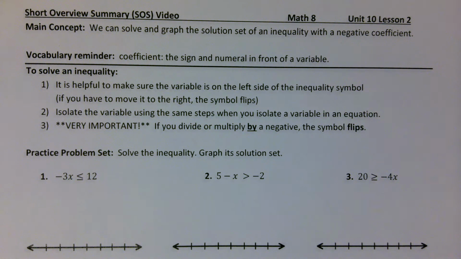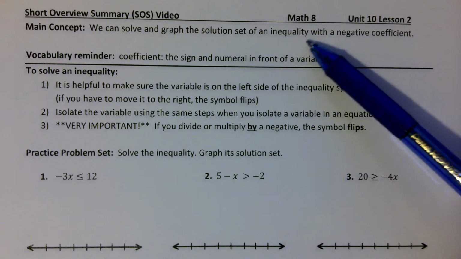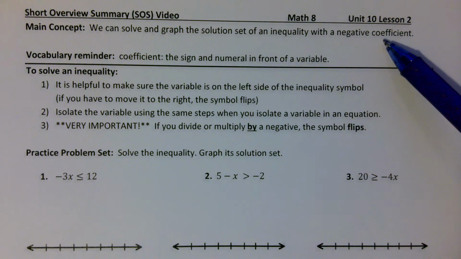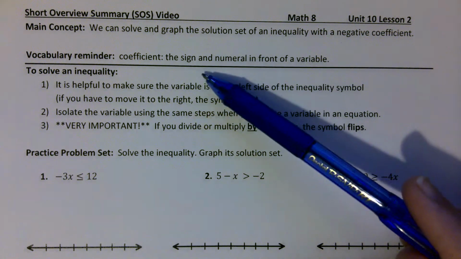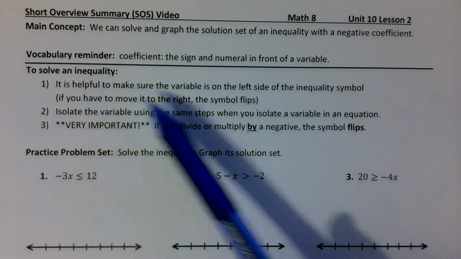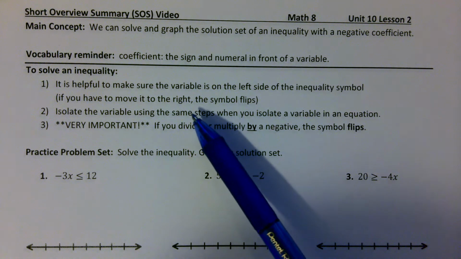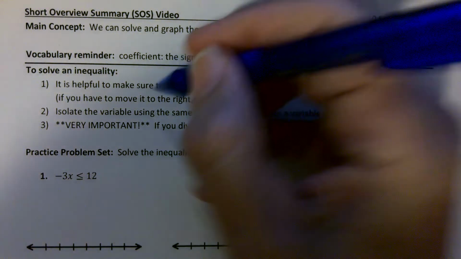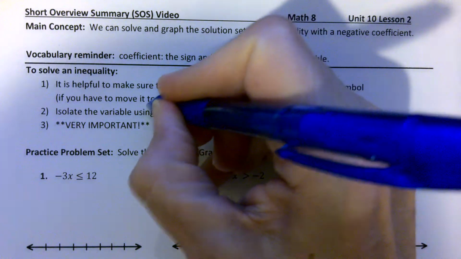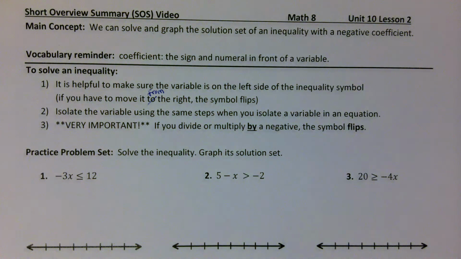Hi, this is your SOS video about solving and graphing a solution set of an inequality that has a negative coefficient. So remember, coefficient means a sign and numeral in front of a variable. And to solve an inequality, it's helpful to have the variable on the left side of the inequality symbol. So if you have to move it from the right, the symbol will flip. And we'll practice doing that.